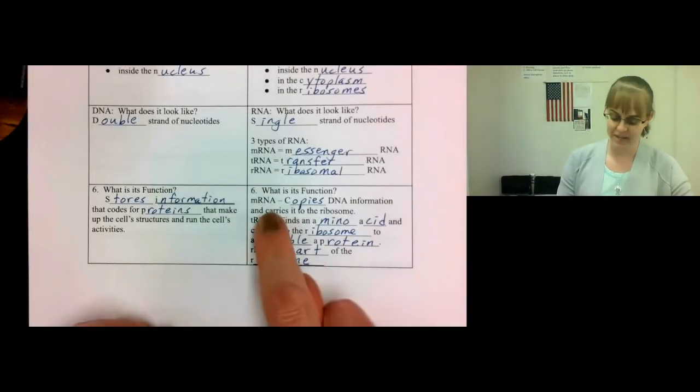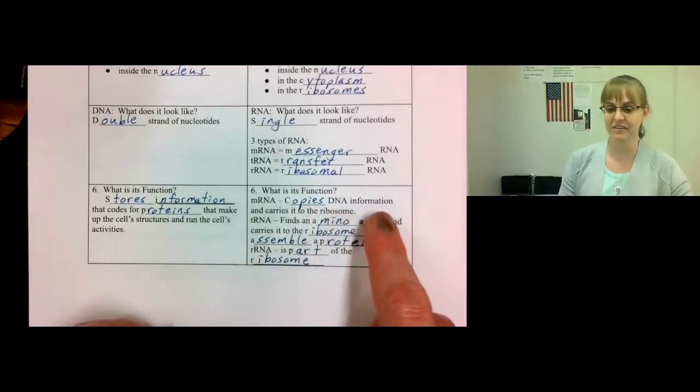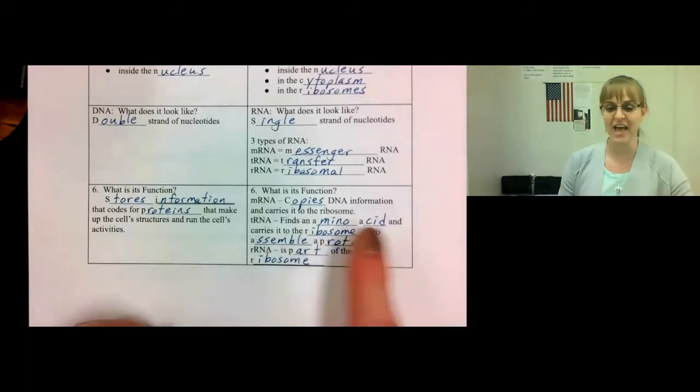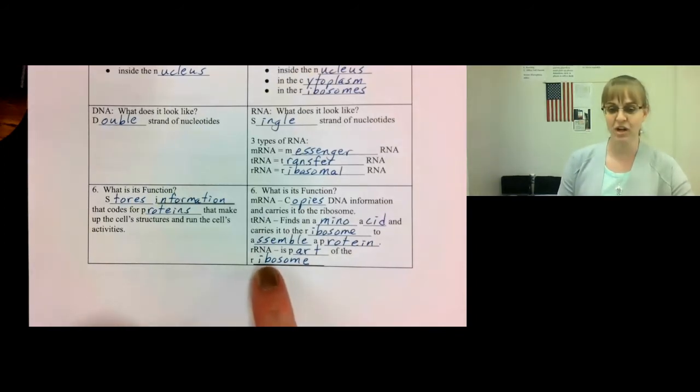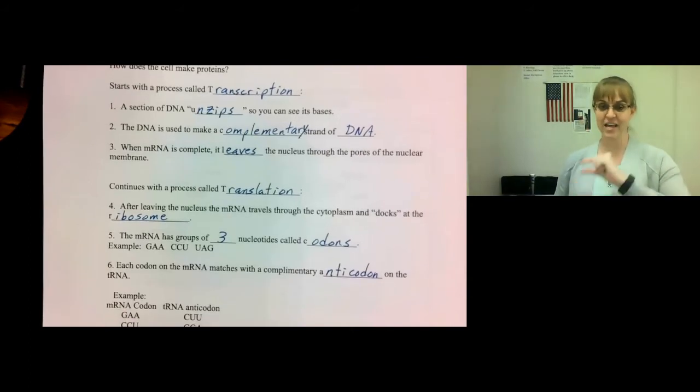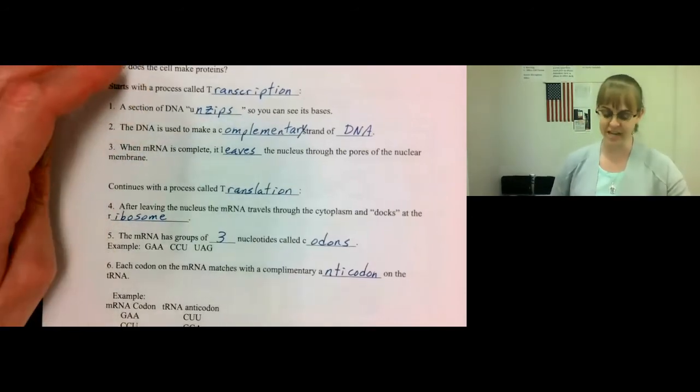As we've already said, messenger RNA copies the DNA's information and carries it to the ribosome. Transfer RNA finds an amino acid and brings it to the ribosome to assemble a protein. And ribosomal RNA is already part of the ribosome and helps it make the new proteins. So how does a cell make these proteins? There are two steps, transcription and translation. In transcription, DNA makes RNA. In translation, RNA helps make proteins. So let's talk about those two steps.